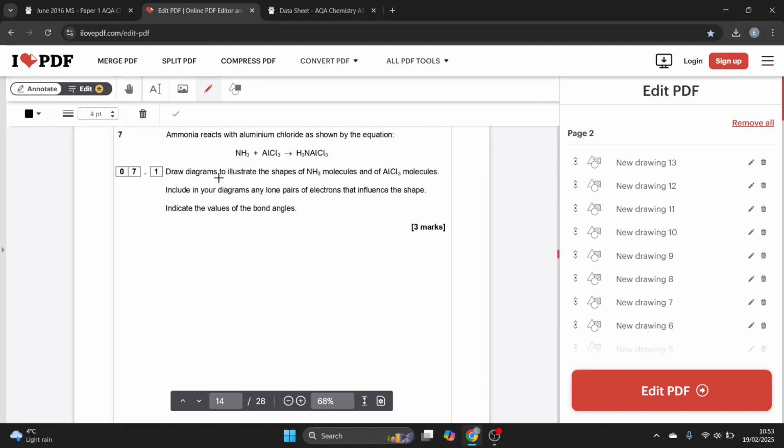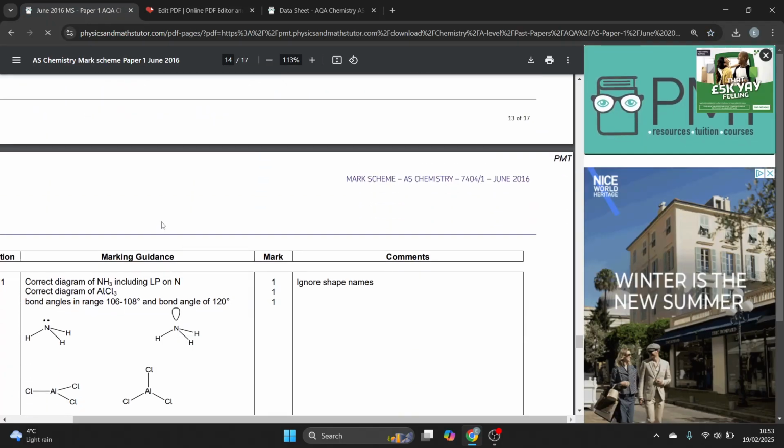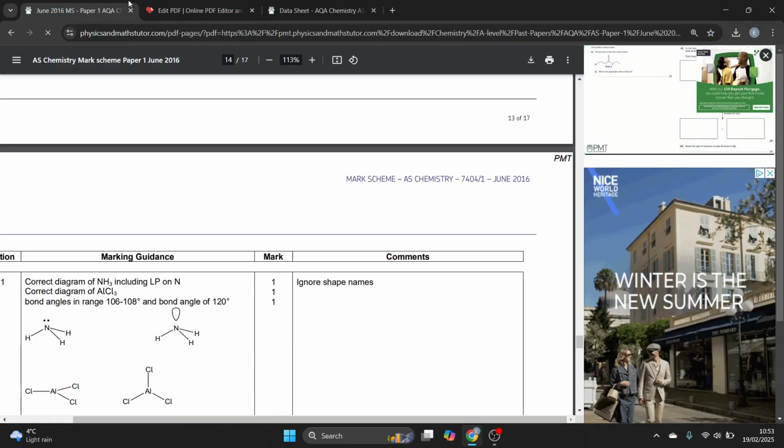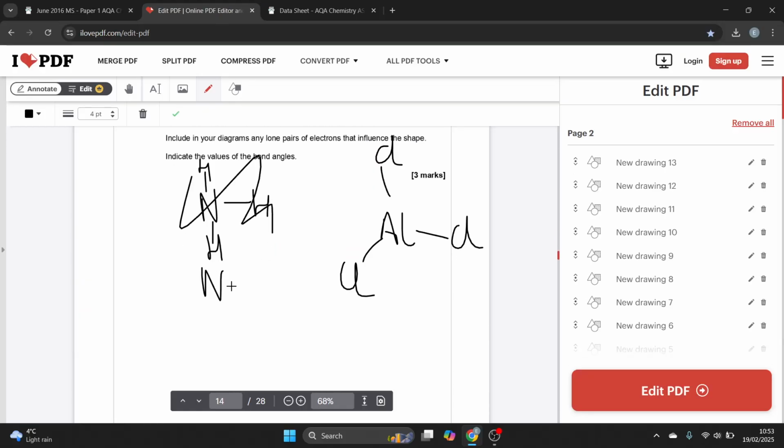Draw diagrams to illustrate the shapes of NH3 and AlCl3 molecules. So AlCl3 is going to look something like that. NH3, well, it's going to look something like this, isn't it? Obviously with the lone pair of electrons here. So AlCl3, perfectly fine. NH3, well, I should have done it like this then. Yeah, it's going to have the lone pair of electrons in it.